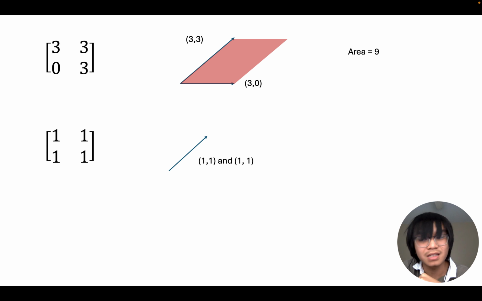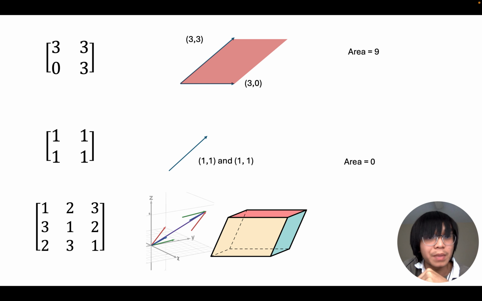All right, let's look at the second example that we had, [[1,1],[1,1]]. As we map these out, we can see that they map out to a straight line. And what is the area of a straight line? That's right, it's 0. All right, now let's generalize.